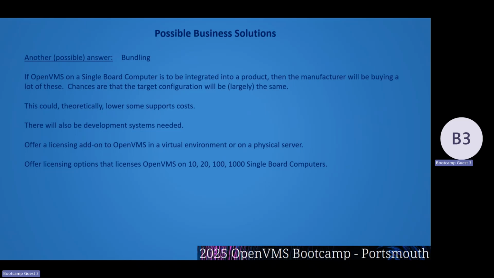One way to do this might be to offer licensing add-ons to a virtual environment or to an OpenVMS physical server that these guys would be connected to. Maybe you offer licenses for 10, 20, 100, maybe 1,000 single board computers. Now you're actually starting to get into the economy of scale that we saw with traditional servers. But I don't see any way that a single user license for a single board computer is going to be in line with the cost of that hardware.